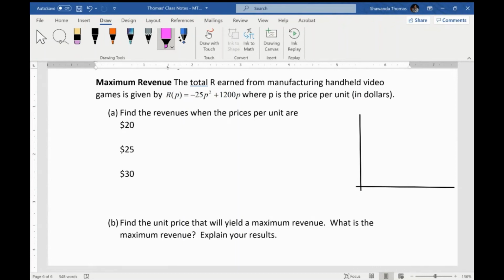All right, so where P is the price per unit in dollars. So if I say find the revenues when the prices per unit are the following.